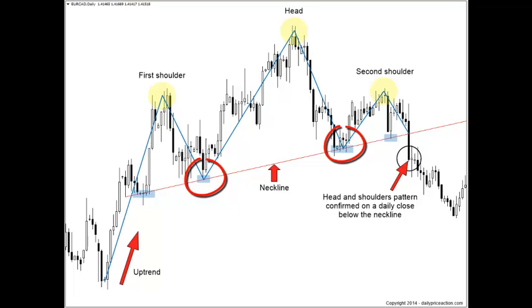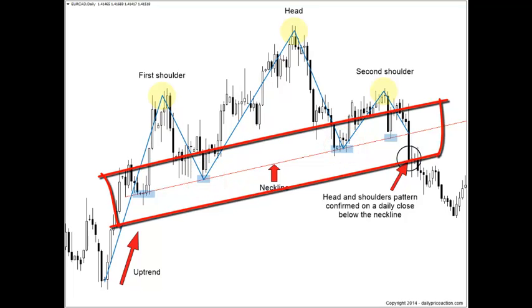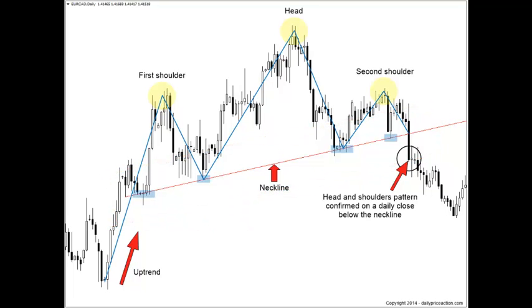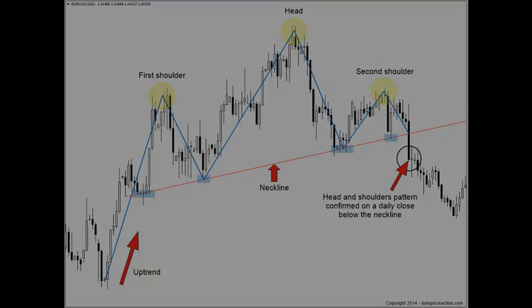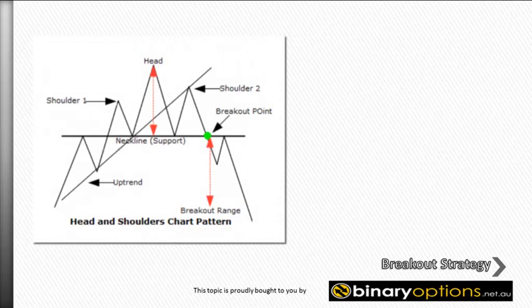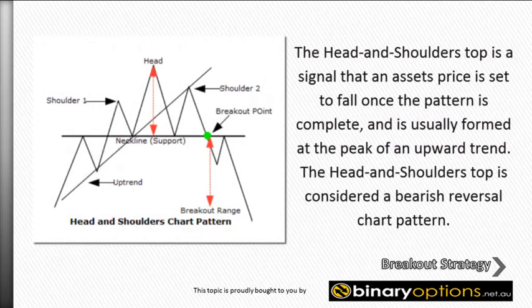Finally, a neckline is drawn by connecting the lowest points of the two troughs, representing a level of support which, once broken through by price, completes the head and shoulders formation. There are two versions of the head and shoulders pattern. The head and shoulders top is a signal that an asset price is set to fall once the pattern is complete, and is usually formed at the peak of an upward trend. The head and shoulders top is considered a bearish reversal chart pattern.